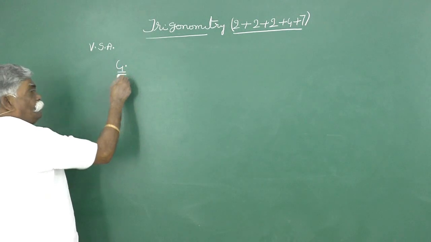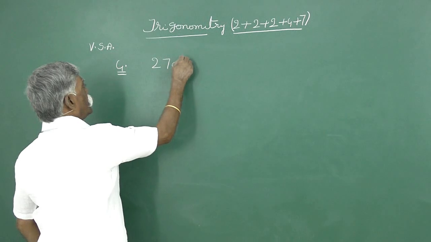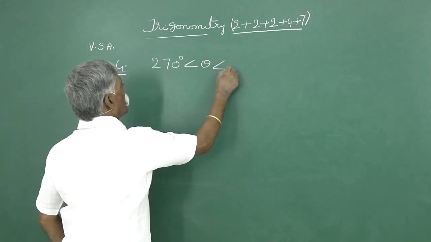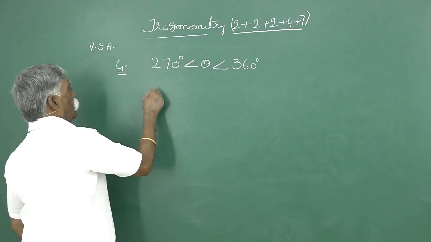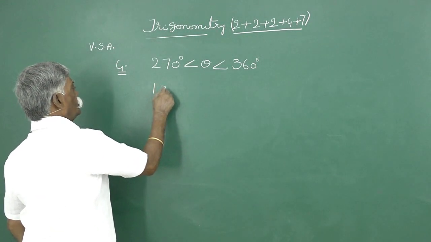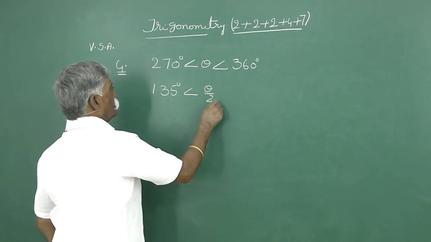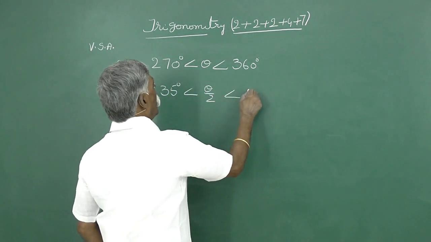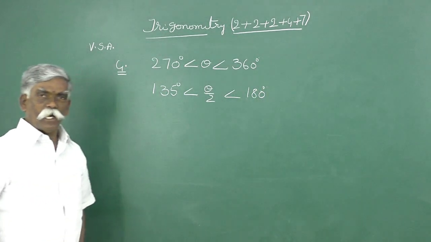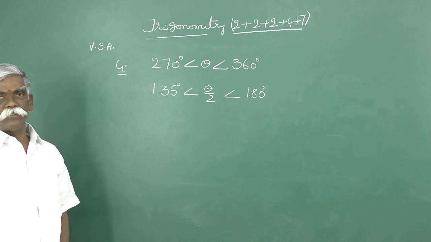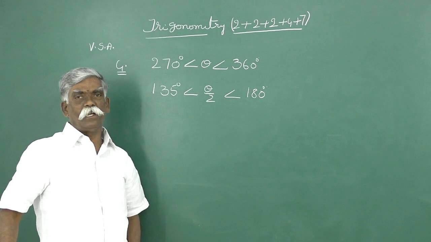Fourth problem. It is given that 270 degrees is less than theta is less than 360 degrees. By dividing throughout by 2, 135 degrees is less than theta by 2 is less than 180. So hence theta by 2 lies in the second quadrant, and hence the value of tan theta by 2 must be negative.